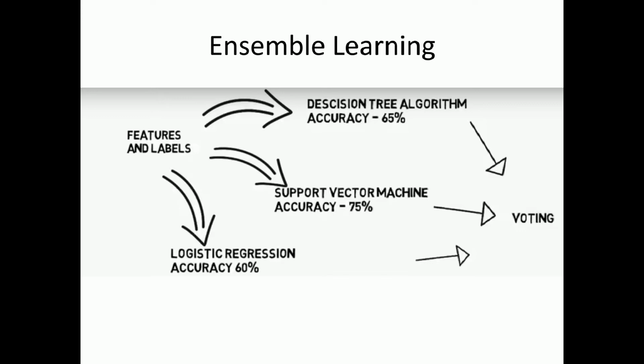Let us take this example. Let's say we have a decision tree algorithm, a support vector machine and a logistic regression, and we have some data set where we have features and labels. Think about this: the decision tree algorithm gives you 65% accuracy, the support vector machine gives you 75% accuracy, and logistic regression gives you 60%. Then we can combine the output of all those three models and have a kind of voting system. The majority vote can be considered and then we can decide the final output.